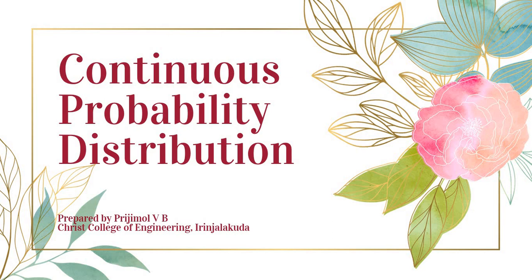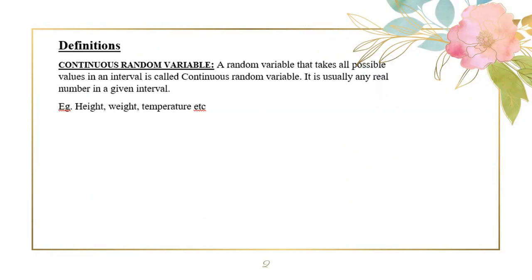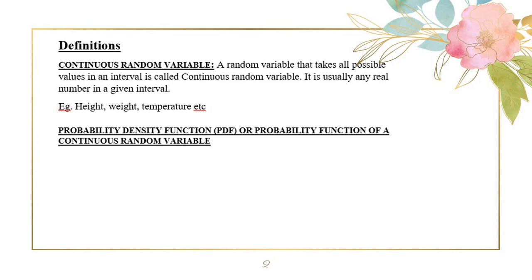Hi all, in this video I am going to discuss continuous random variable, its probability density function and some problems. Continuous random variable is a random variable that takes all possible values in an interval. It is usually a real number in a given interval. Some examples are height, weight, temperature.